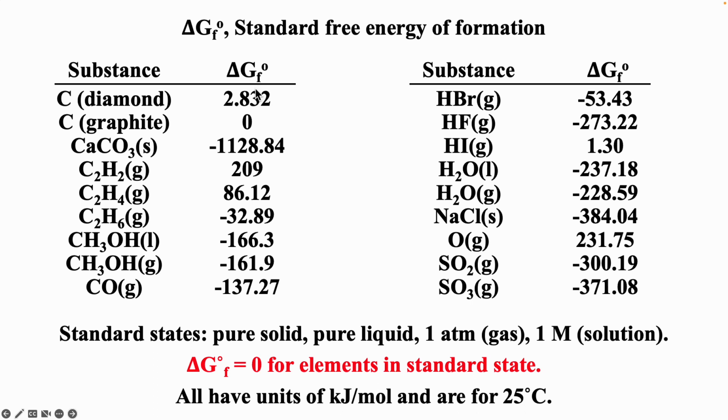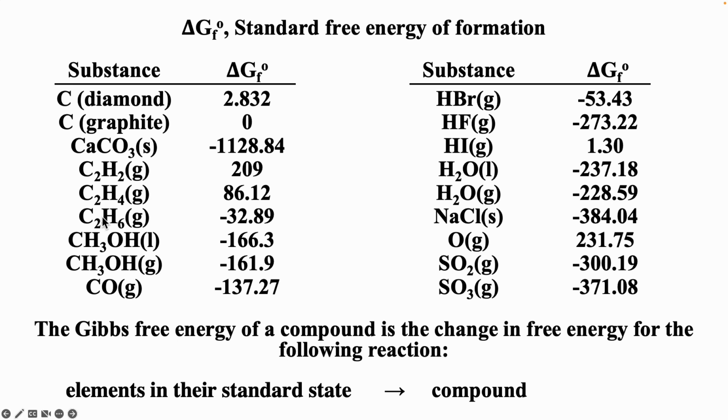There are Gibbs free energy of formation. That's what the F stands for. That little circle on top corresponds to standard conditions. Now again, for elements in their standard state, Gibbs free energy of formation is equal to 0, and all other Gibbs free energies are measured relative to elements in their standard state. And so we measure elements in their standard state going to 1 mole of the compound of interest, and that's actually how we get these numbers.